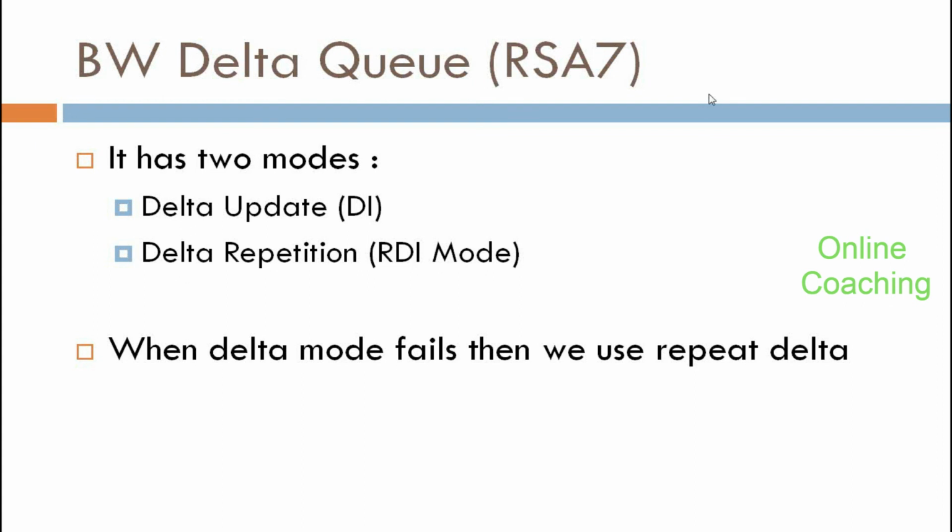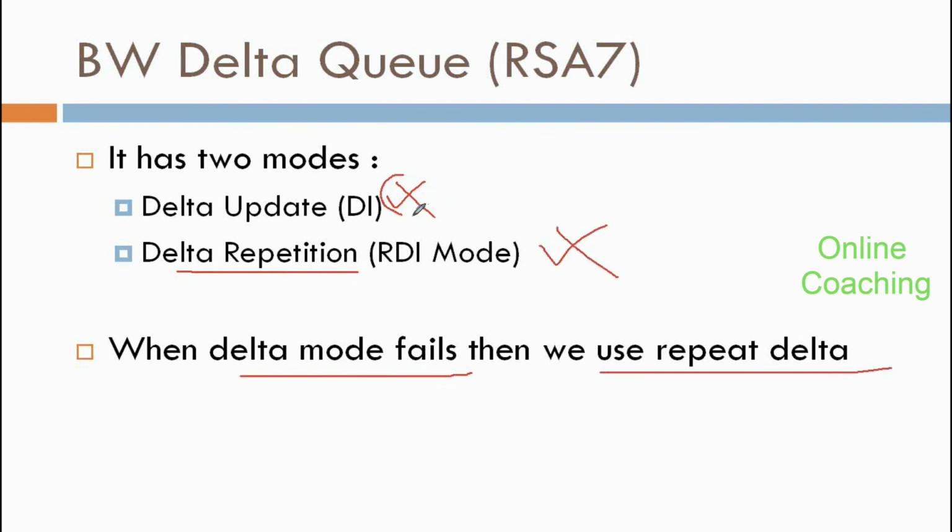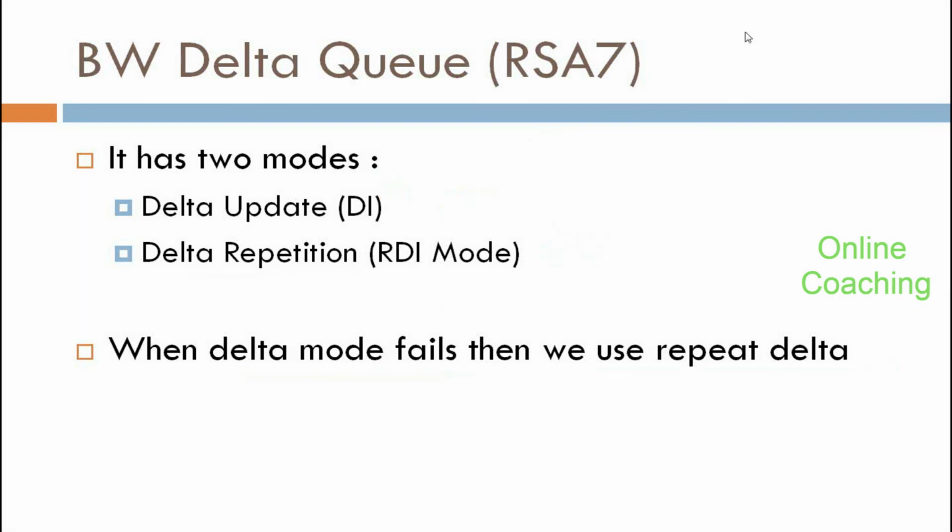Then we have the delta queue RSA7. It has two modes. Delta update is the default one. The other is RDI mode, delta repetition mode. So why should I use delta repetition? When the delta mode fails, we use delta repetition. If it fails, we'll go for this. If it is not failed, we don't need this. We always use the default only. That is called delta queue modes.